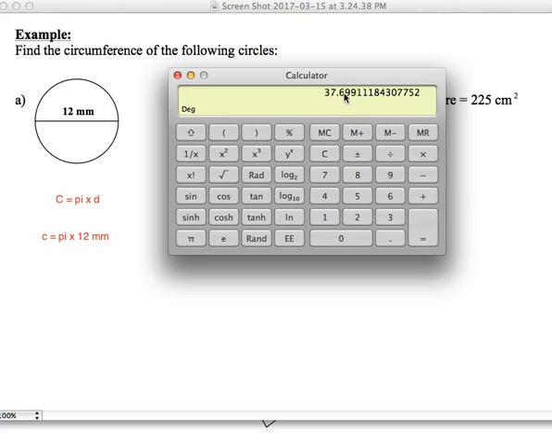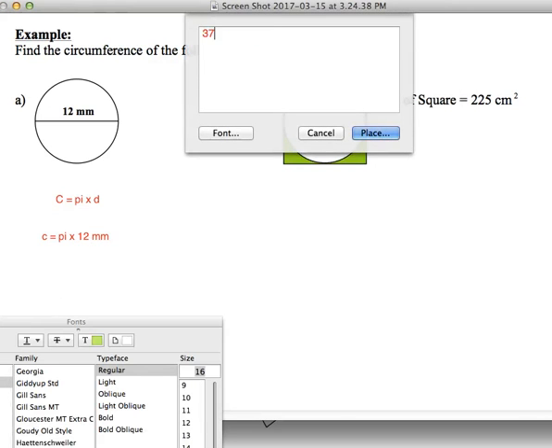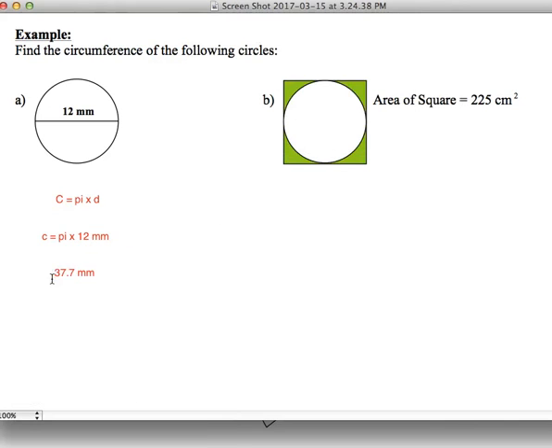I'm going to round it to 2 decimal places, which in this case wouldn't be 37.69. Properly round it. Notice there's a 9 here, so I have to round this up to 37.70, which I don't bother writing the 0, so I just write 37.7, and of course I put my units, millimeters. That is my circumference here.